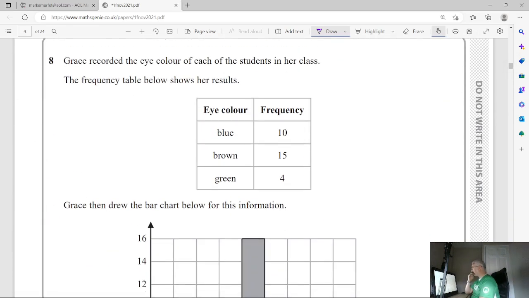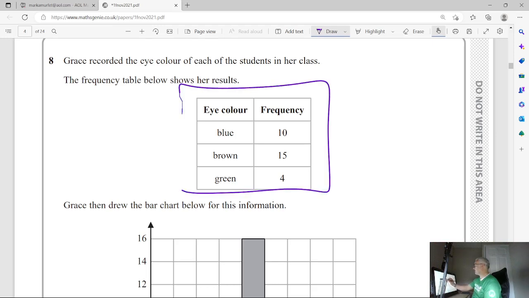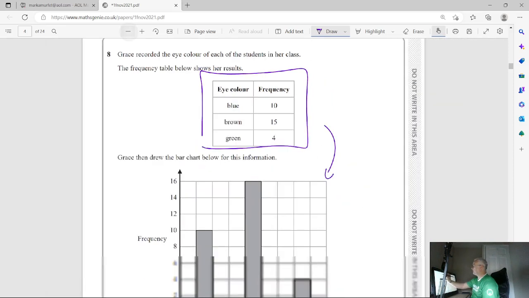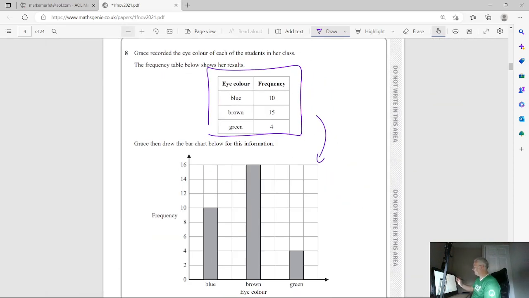Question 8. Grace recorded the eye colour of each of the students in her class. The frequency table below shows her results. So they give me this information, so I'm going to need to do something with this information in relation to this graph. So I'm just going to zoom out for this one. Grace then drew the bar chart below for this information. The frequency up the side goes up in 2s. I've got the 3 eye colours on, blue, brown and green.